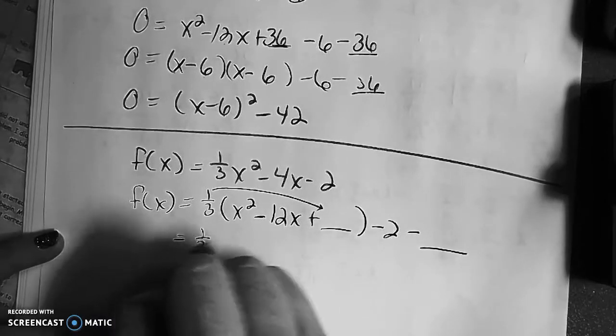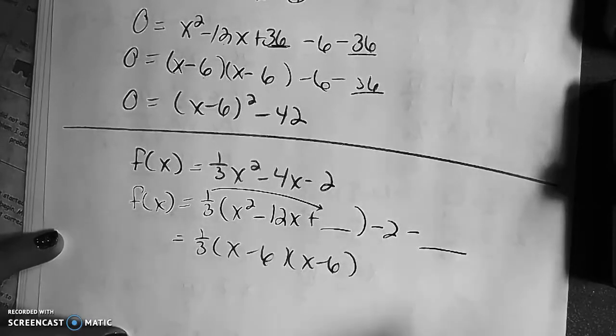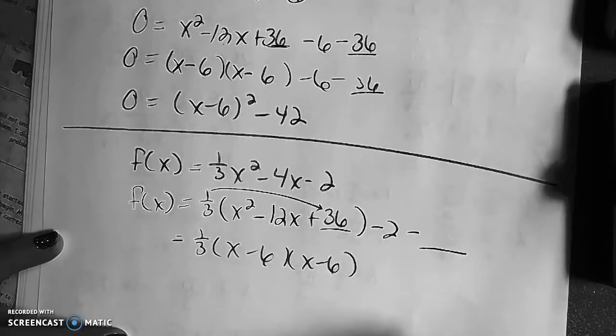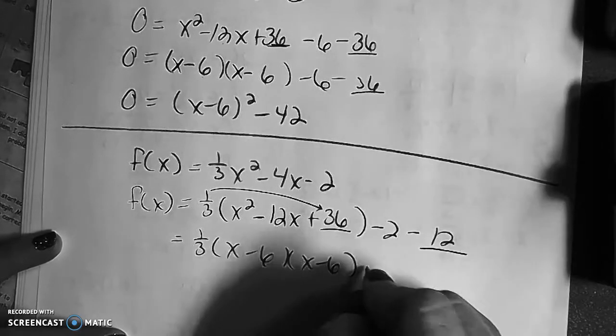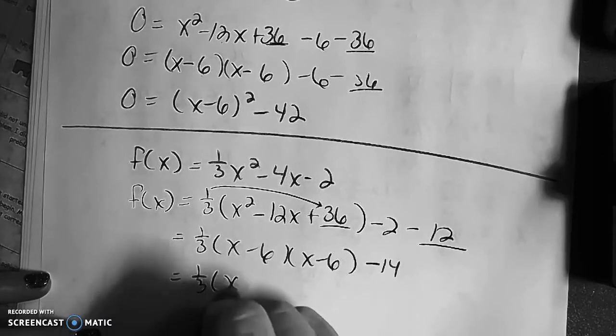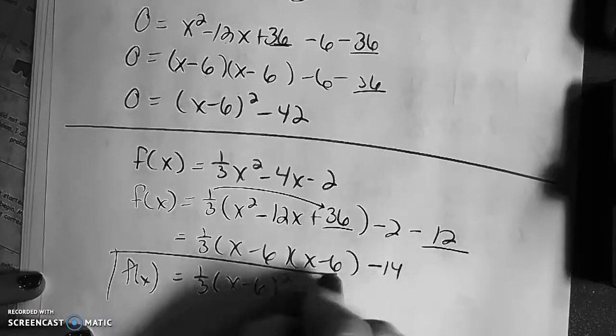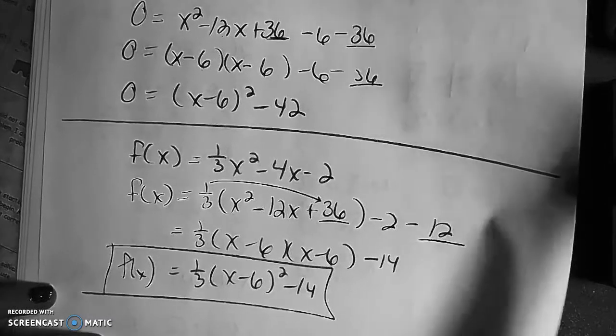And so I would actually end up with the same PST here. So I would have 36. But 1/3 of 36 is 12, so minus 14. So I get 1/3 x minus 6 squared minus 14. That's what I would use if I were graphing this problem.